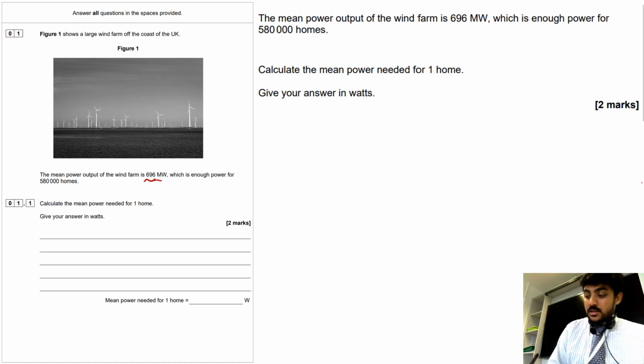696 megawatts. Now, the units immediately should strike you and go, well, it should be in watts. And it says it's enough for 580,000 homes. And then the question is, calculate the mean power needed for just one home. Your answer has to be in watts.